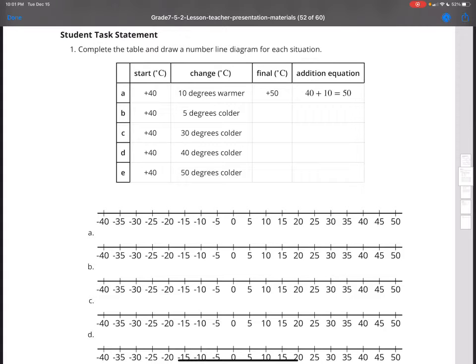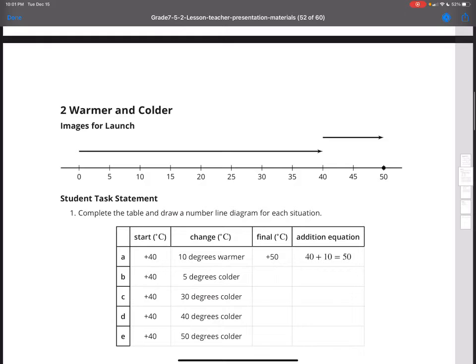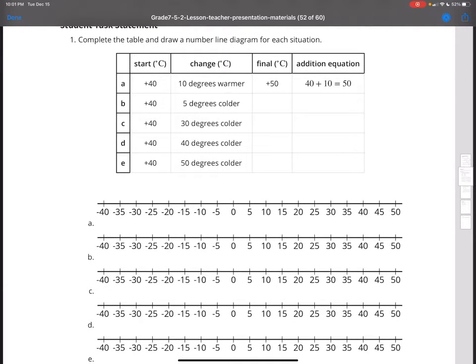Okay, guys, let's look at the second student task statement called warmer and colder. What it wants us to do is to complete the table and draw a number line diagram for each situation. All right, so when I look at the table, I see that everything starts at plus 40, and then it says 5 degrees colder. Then it says, colder, warmer, and so on.